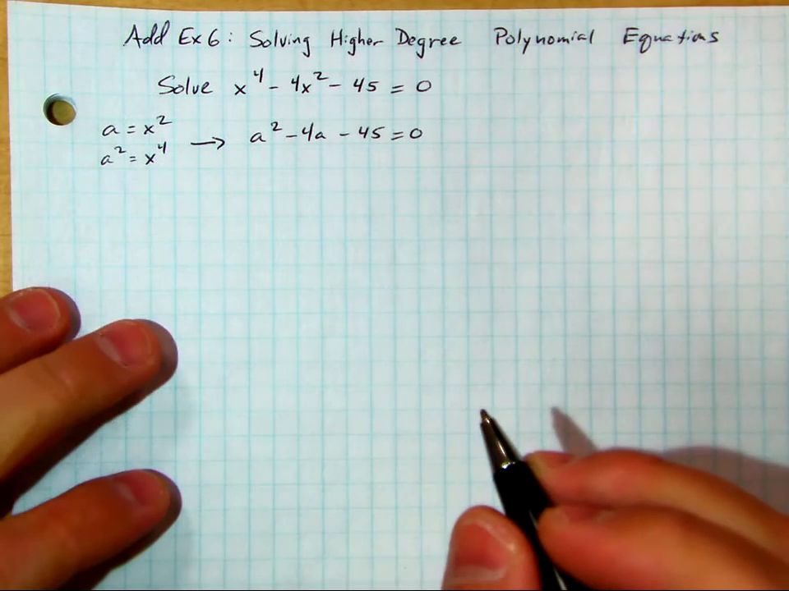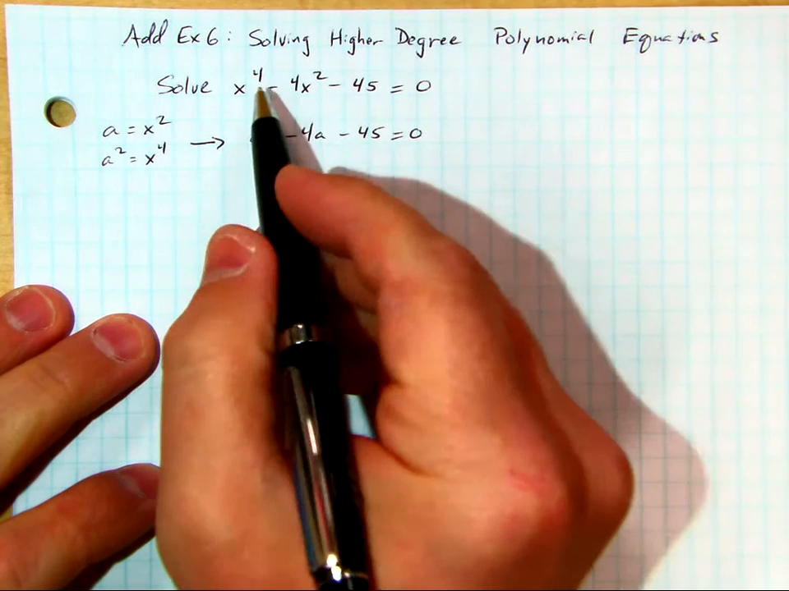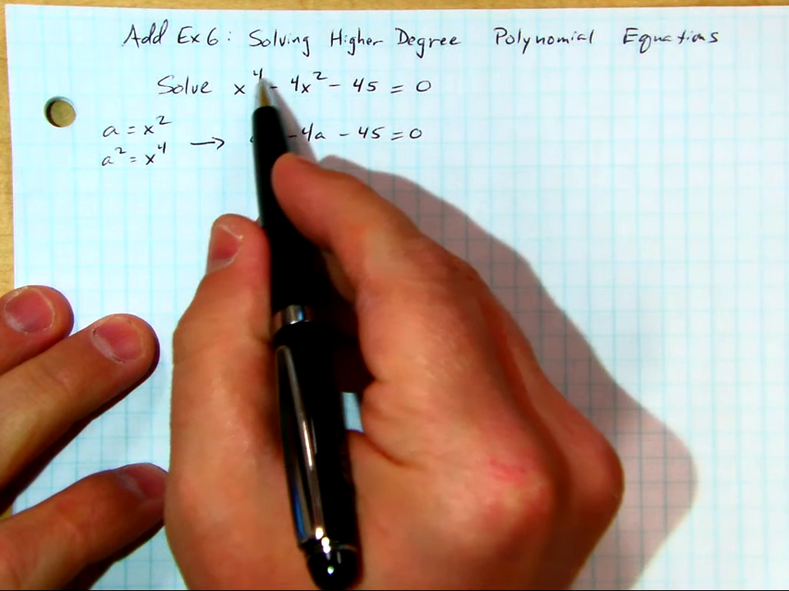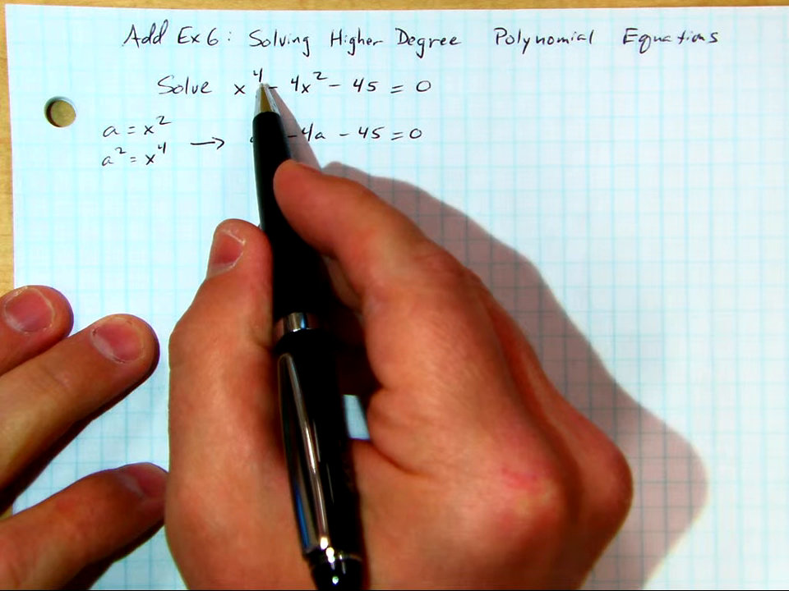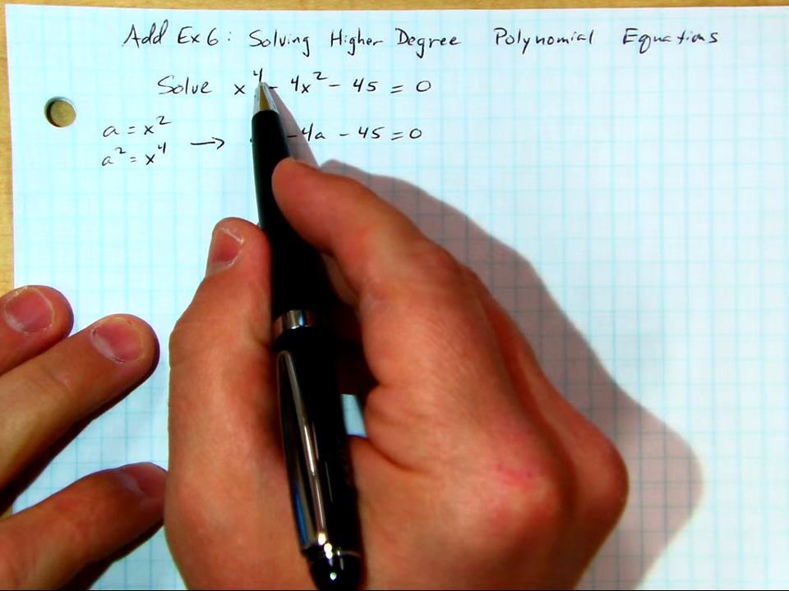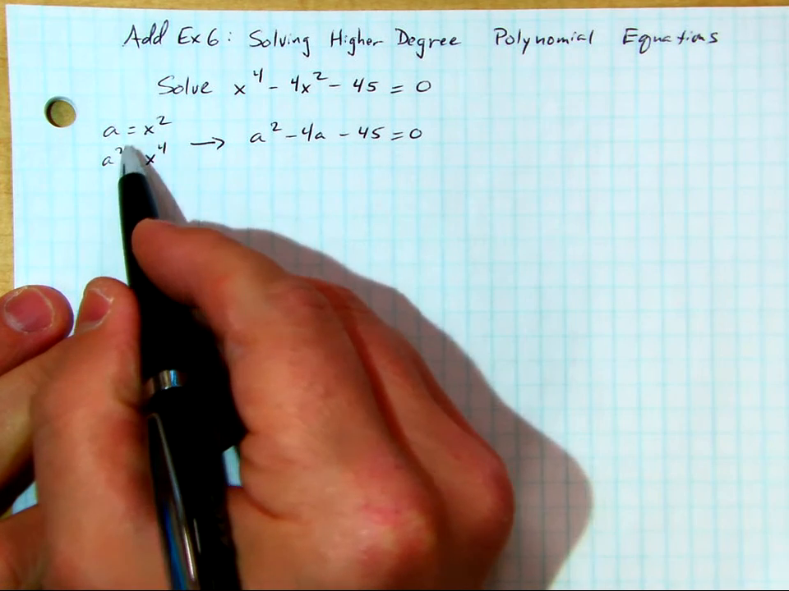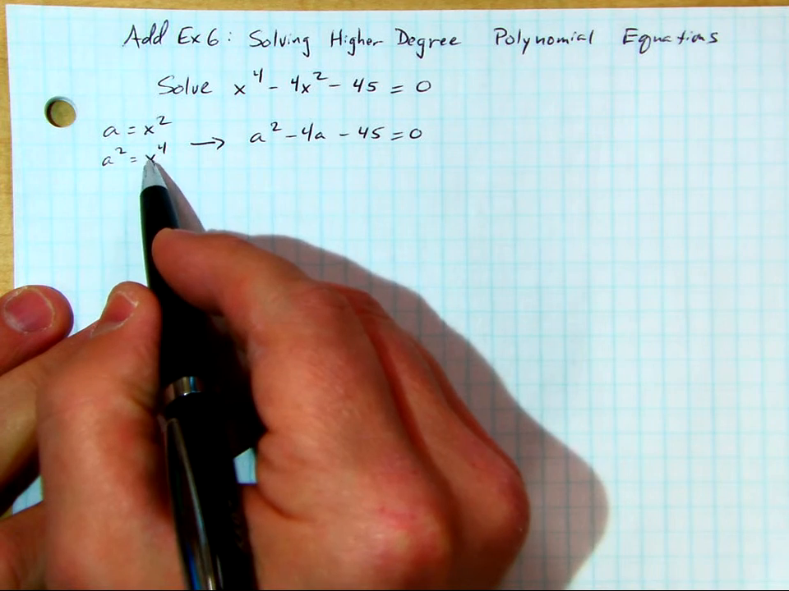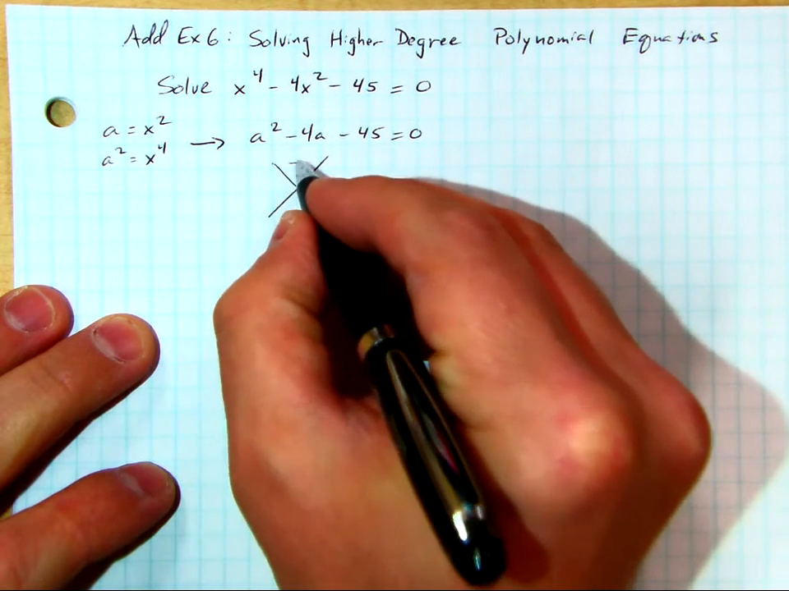Okay, the last example for 6-4 is solving a higher degree polynomial equation. When they say higher degree, they mean greater than 3, and all we know how to do up to this point is x to the 4th. But we're going to use the same thing we did in the last video, use a quadratic pattern, 4, 2, and 0. So we're going to say a is x squared and a squared is x to the 4th, and rewrite it like this. Again, we're going to use the magic x.